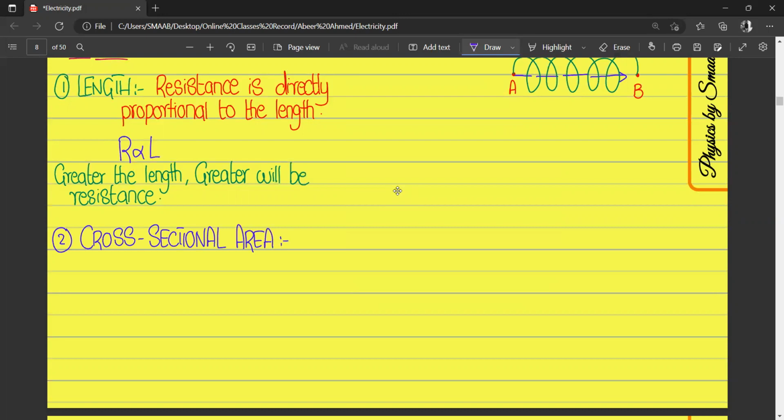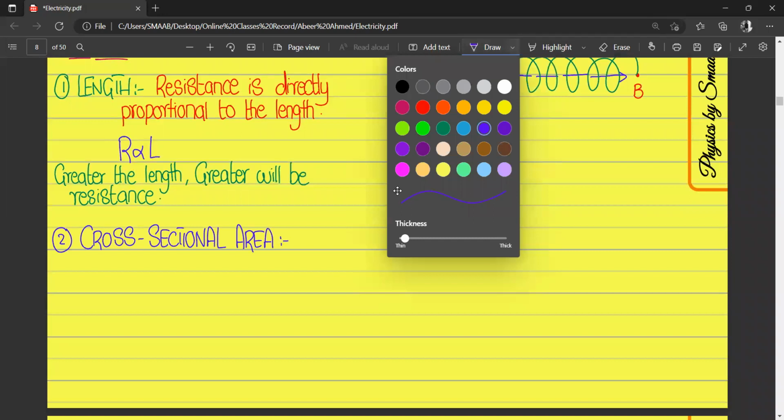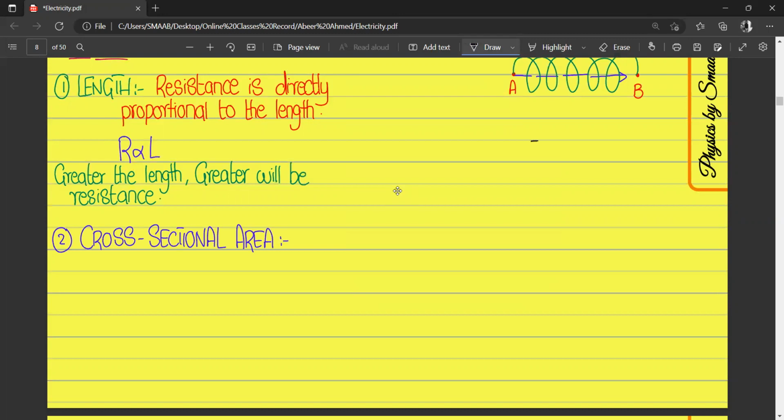So what will be the effect of cross sectional area on resistance? First of all, let's discuss what cross sectional area actually is. Let's suppose there is a conductor or a wire. This is a wire, and in 2D we can only observe the front side of the wire, because we are not drawing this wire or conductor in 3D form. And the front side of the wire is circular in shape, or round in shape, right?